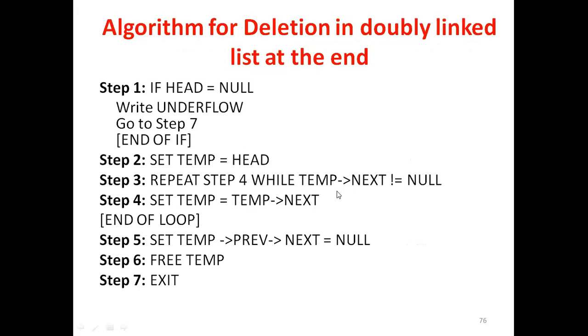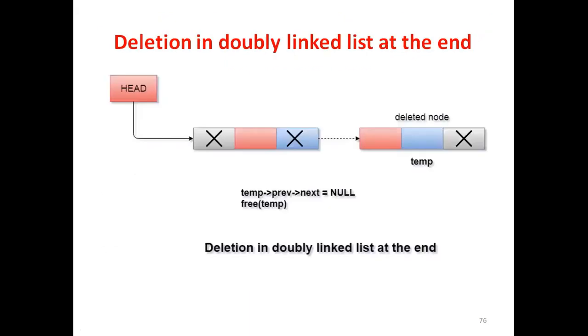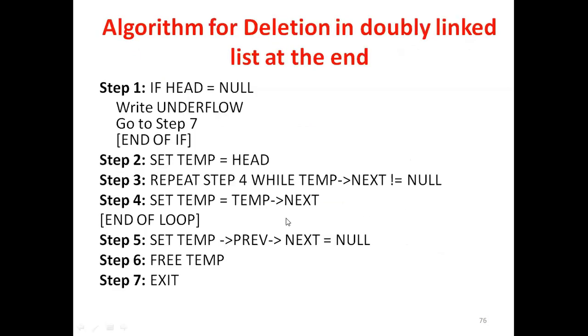Yes, that is temp next. While temp next not equals to null. Here, temp is pointing to this node, so temp has some value, this node's address. But we have to check temp next. This field is what? Temp next. This one is temp next. So while temp next is not equal to null, we have to repeat.